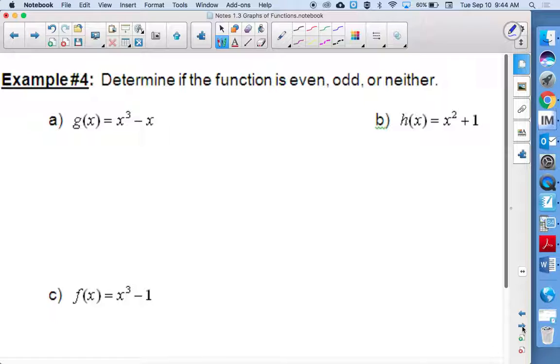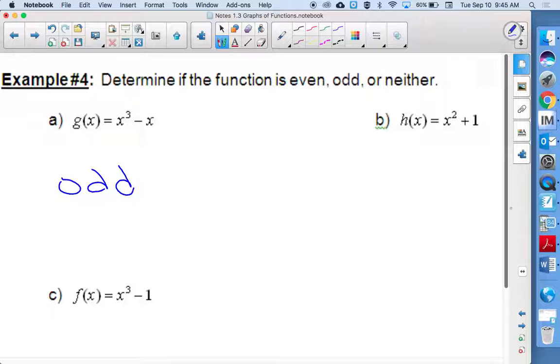So Brenton, what do you think about A? I think it's odd. Why is it odd? Because it makes that weird cube. Yeah, it goes through the origin, and it has that little curve, min and max to it. So that first one is odd. And that first one is very similar to the one that we have above. It's just the flip of example 3.